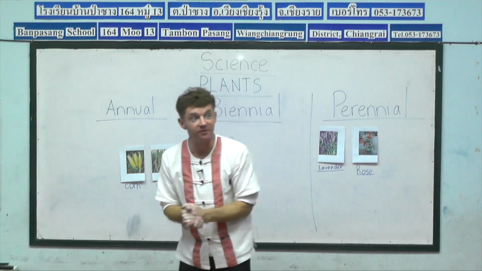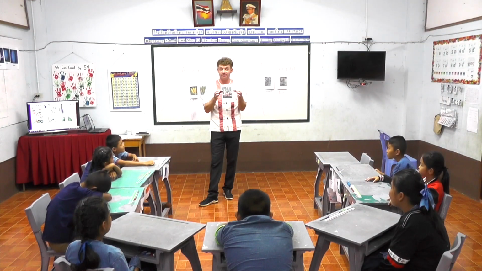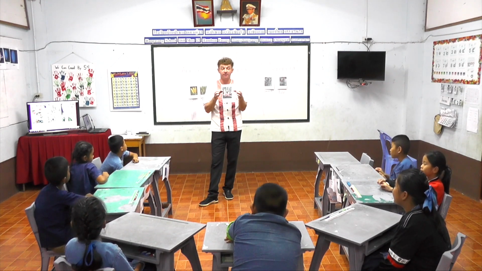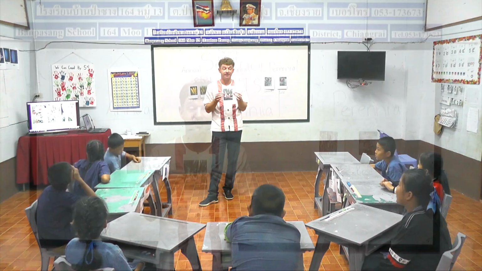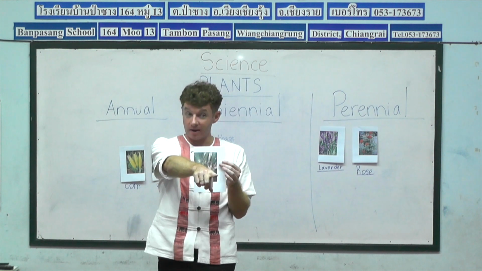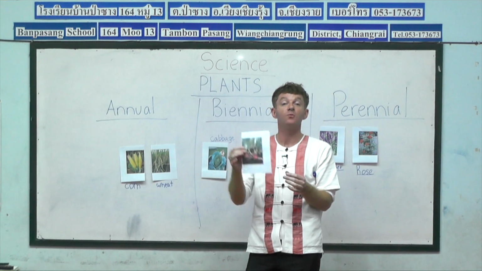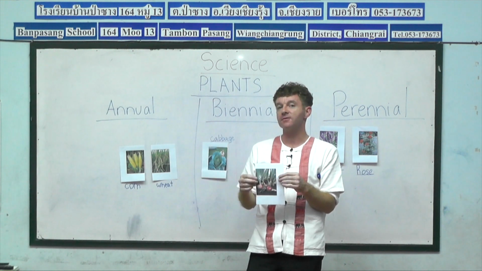Okay, next picture. Let's see who can do the next one. What plant is this? Onion. So, I will do this one. Who can tell me how long does an onion plant live for? 2 years. That's correct, Lakgau. This is an onion plant. An onion plant will live for 2 years. So what type of plant is an onion plant?